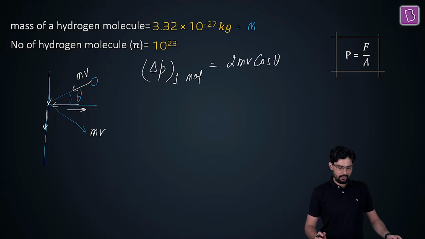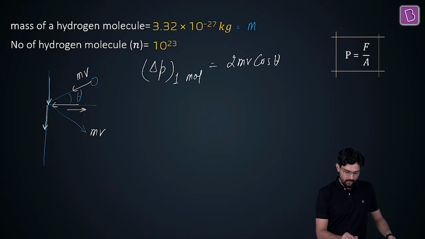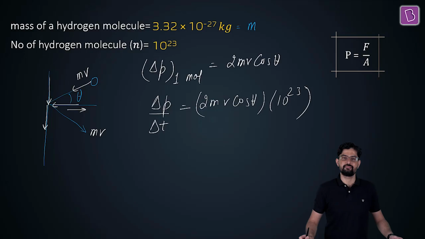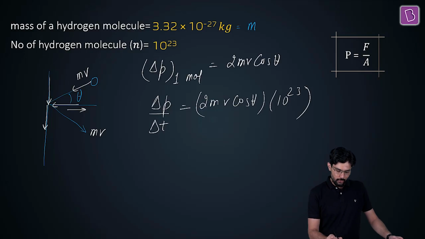And there are 10 raised to the power 23 hydrogen molecules colliding with the wall in each second. So the change in linear momentum in each second of the molecules is going to be 2mv cos theta into 10 raised to the power 23, right? So you have found out the force.